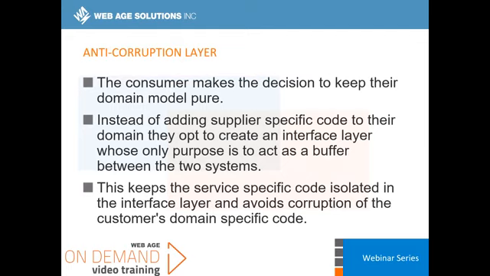So we don't corrupt the customer domain within our bounded context, and so it's the anti-corruption layer implemented in a couple of different ways.